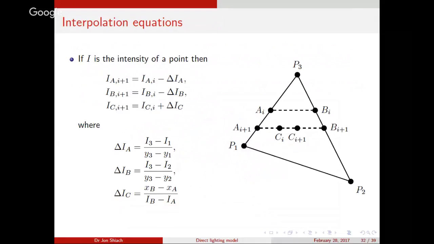So this is just a ratio on the left-hand side, and delta IB is a ratio on the right-hand side. Okay, so just straightforward linear interpolation between those points. Across the centre, C, if we know what that illumination is, all we do to find the one to the right is add delta IC, and that's between those two there. So it's basically using a scan line filling method, but for intensities.